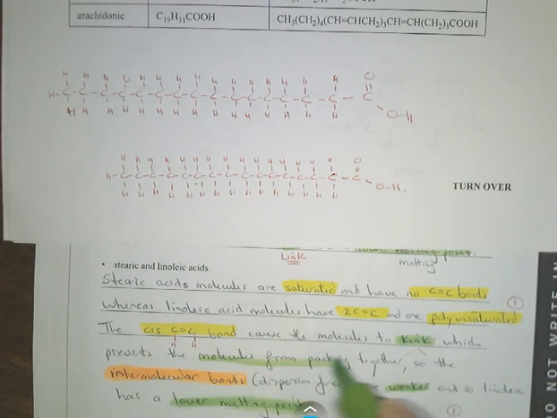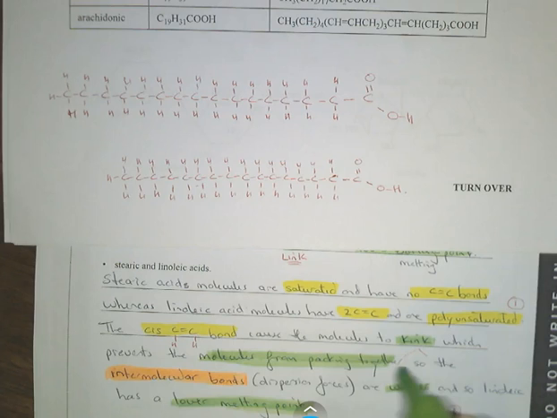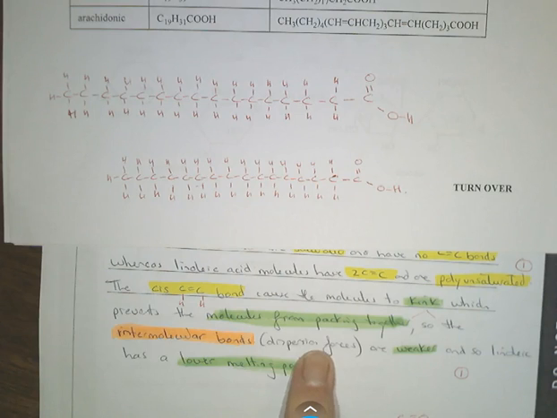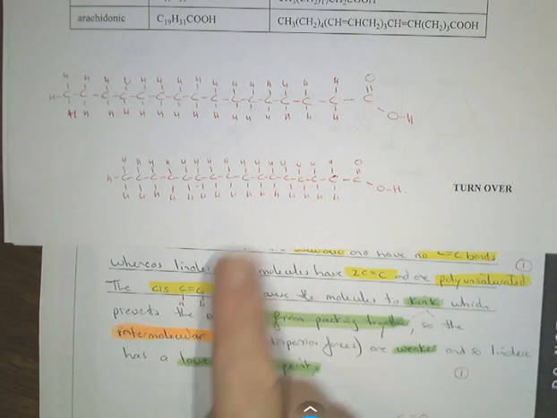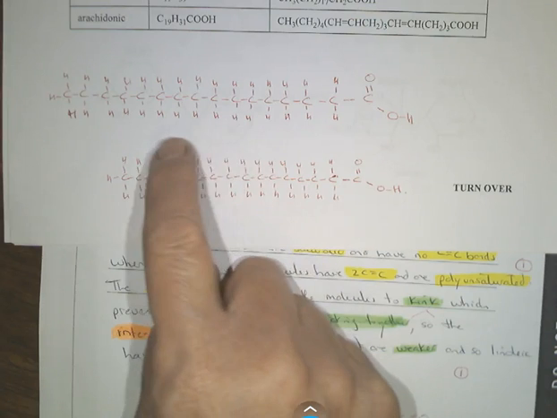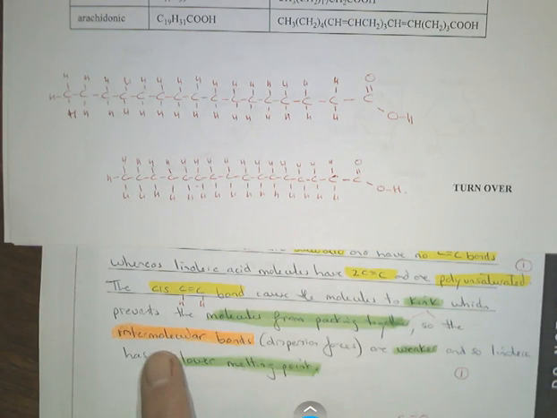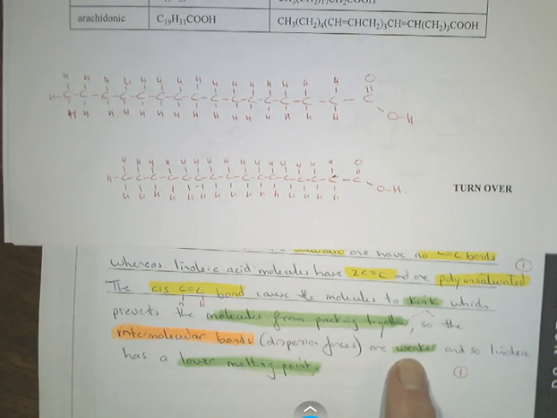So what's the problem with kinking? It means the molecules can't pack together, and so the dispersion forces between them. The first time I said dispersion forces between. This time instead of saying between, I'm saying intermolecular bonds, which is the same thing as the forces between. So either you say the forces between or you say intermolecular, one or the other. So the bonds between them are weaker, and so the linoleic has a lower melting point.